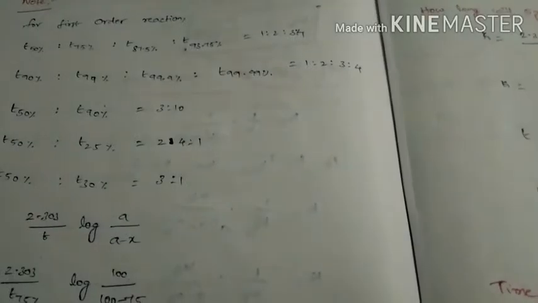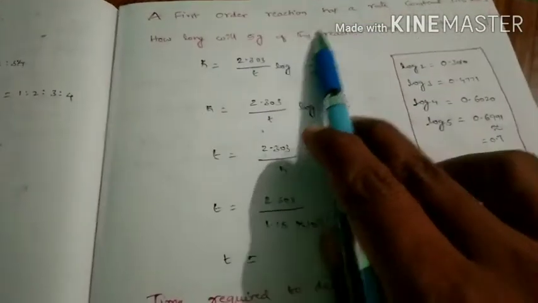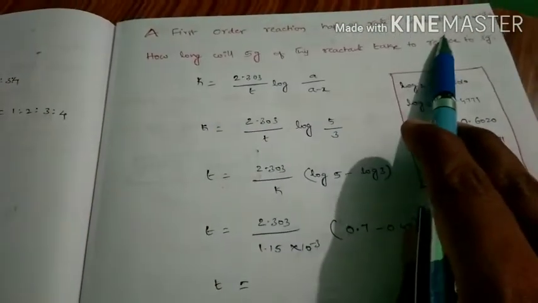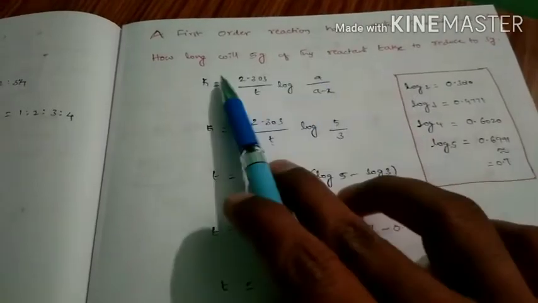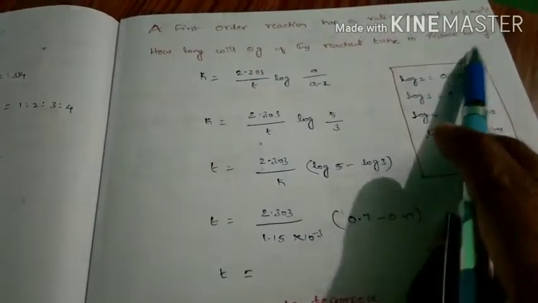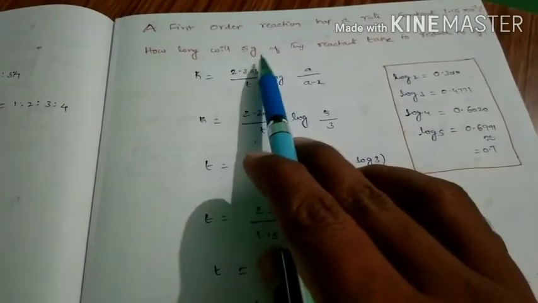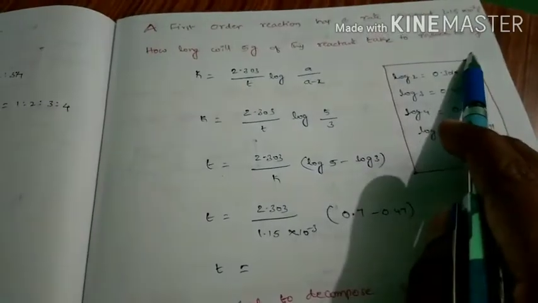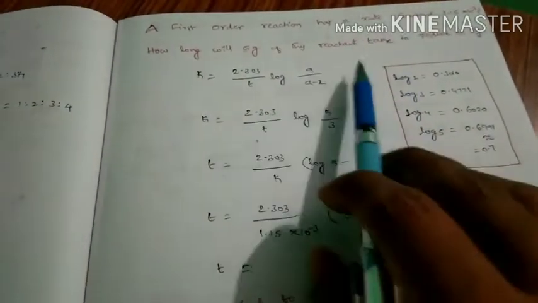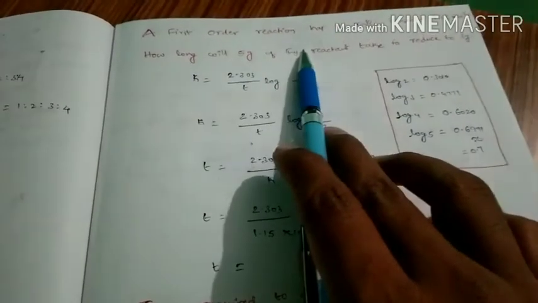Next, some more problems are there regarding half-life. Those are very important. A first order reaction has a rate constant, that means K is given for a first order reaction. How long will 5 grams of this reactant take to reduce to 3 grams? That means when 5 grams of reactant comes to 3 grams, how much time is needed? That means we have to calculate time for this problem.